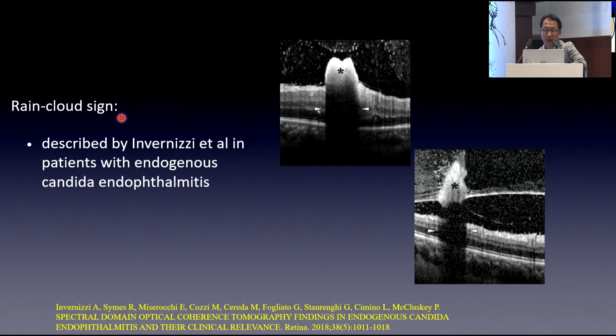Another sign you can see here is the Rehnquist sign, which was first described by Invernizzi et al. in a patient with endogenous Candida endophthalmitis. Here you can see the hyperreflective echoes on the retinal surface with backscattering towards the choroidal side.